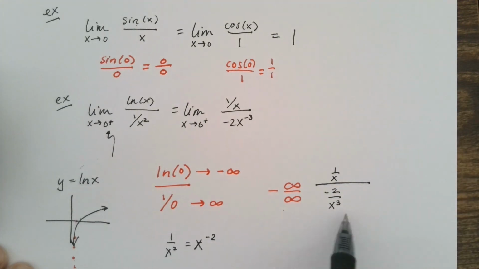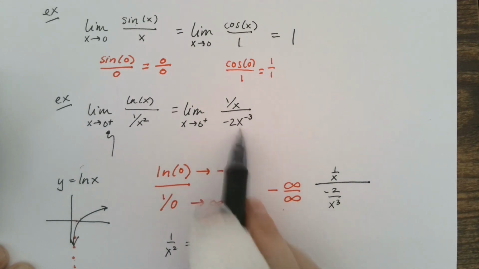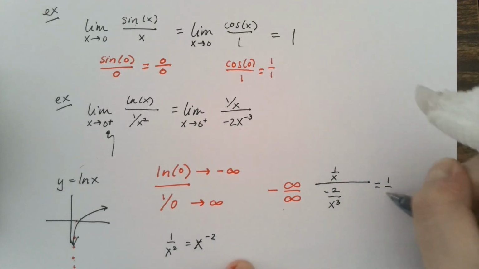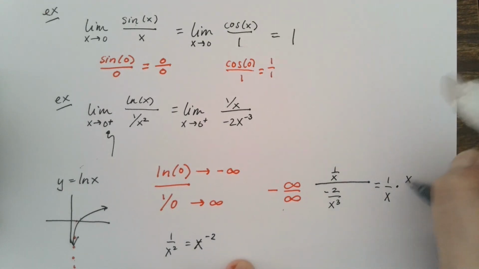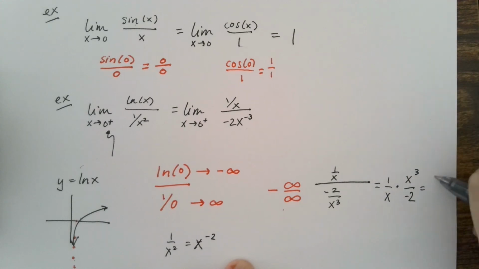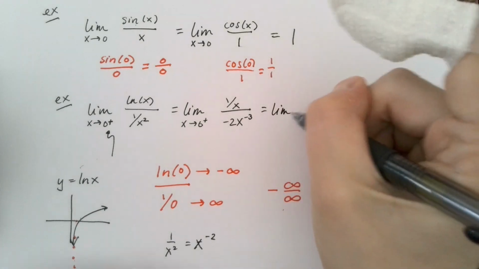So what I'm doing here in my scratch work is just taking this x to the negative 3 and making it an over x cubed. Dividing by a fraction is like multiplying by its reciprocal. And we get some cancellations. We get x squared left on top and then a negative 2 in the bottom. So I'm going to take one more step here.